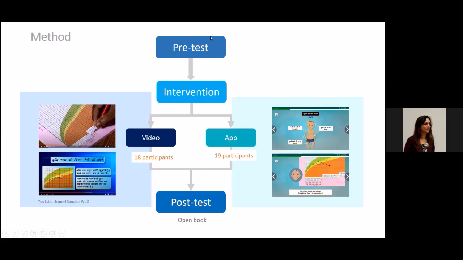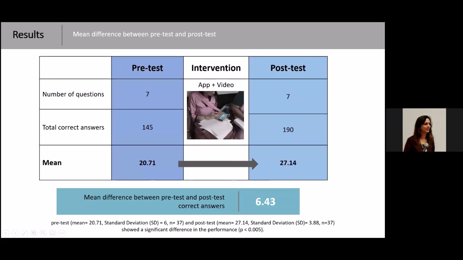And I gave them a pre-test questionnaire to understand how much of the subject they know. Half of the participants I gave the app to understand that subject. Half of the participants I gave the video, and then I gave a post-test, which was open book. So if there is a question regarding weight plotting or something like that, they can go to the app or the video and check it if they don't remember. So this was the actual case study, and these were the results.